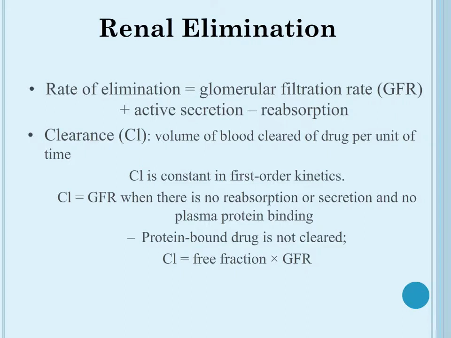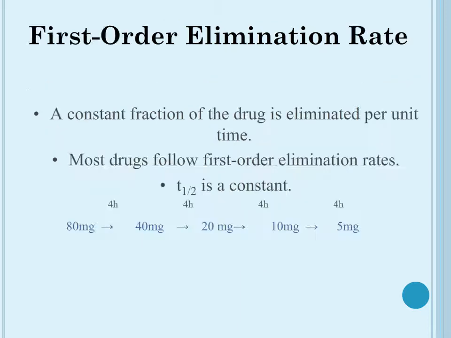Clearance is defined as the volume of blood cleared of the drug per unit time. Clearance is always equal directly to the glomerular filtration rate when there is no reabsorption or secretion and no plasma protein binding. The protein-bound drug is never cleared, therefore clearance is always dependent on the free fraction, or the unbound fraction, of the drug multiplied by filtration rate.